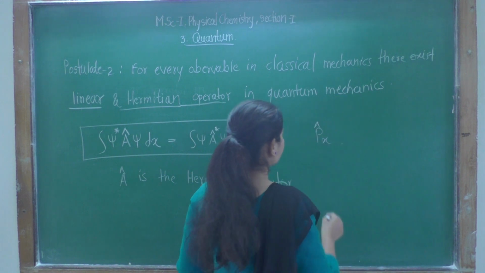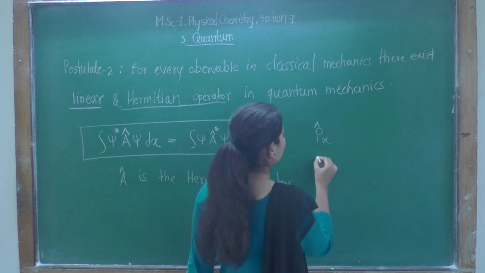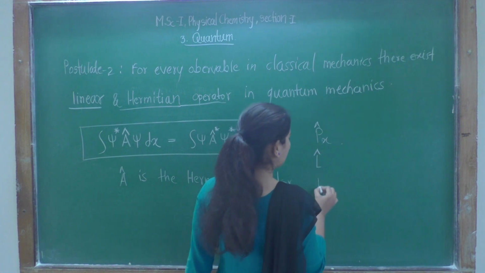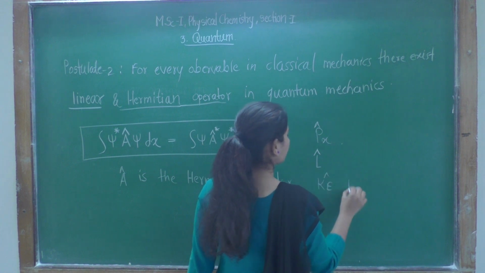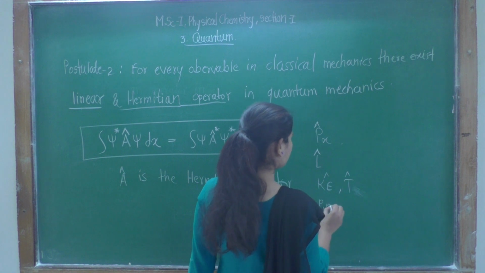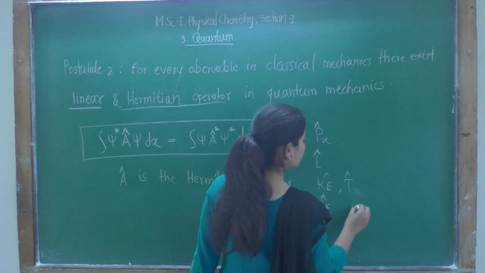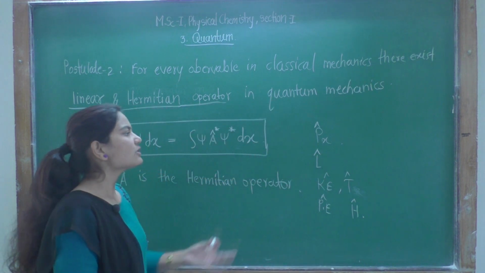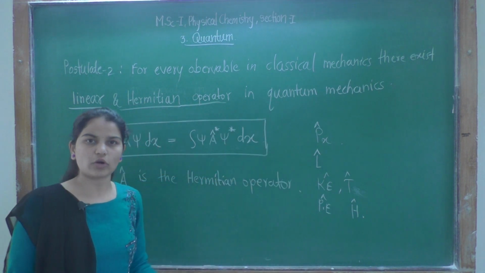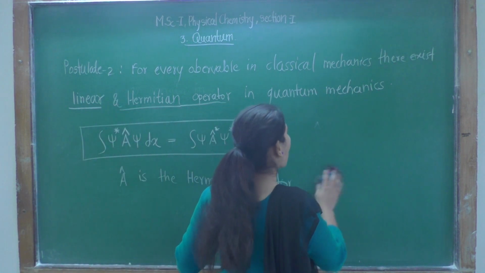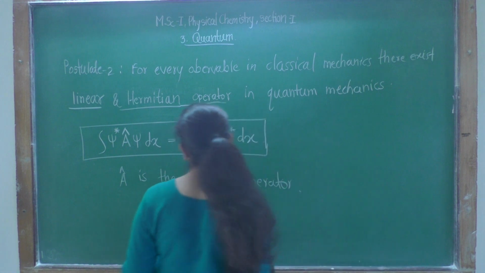px, that means momentum operator, linear momentum operator, L, angular momentum operator, kinetic energy operator, we have denoted as T, potential energy operator, Hamiltonian operator, just total energy operator, Hamiltonian operator. These all operators that we have seen in quantum mechanics are Hermitian always. All are linear and all are Hermitian.